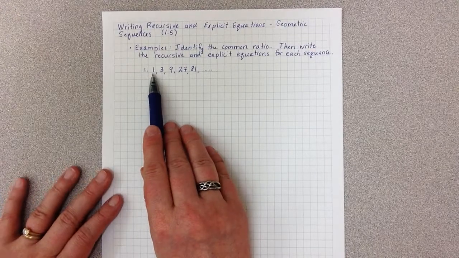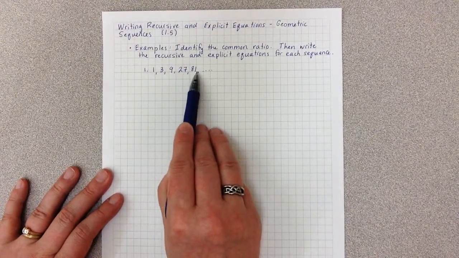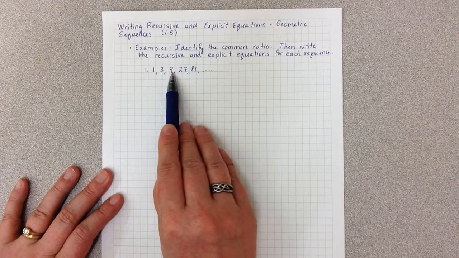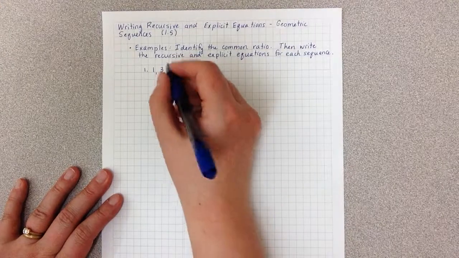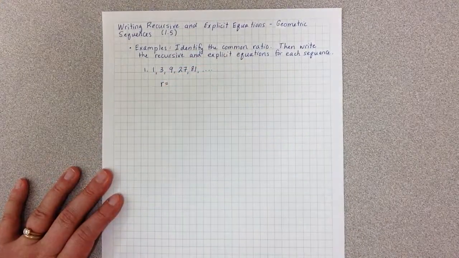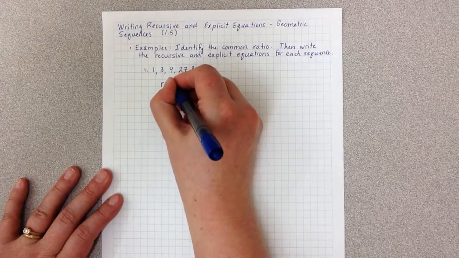So in this first example, I am multiplying each time in order to get from 1 to 3, 3 to 9, 9 to 27, etc. And I'm multiplying by 3. So we say our r, which is the letter we use to stand for common ratio, equals 3.